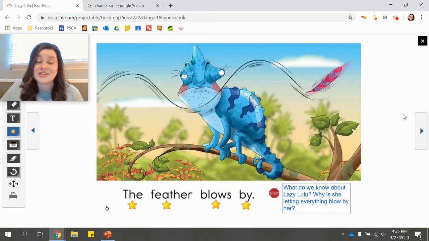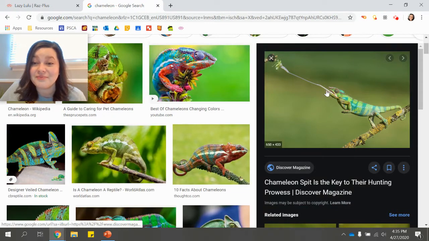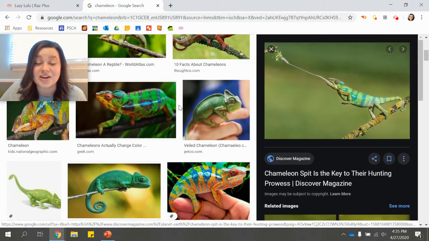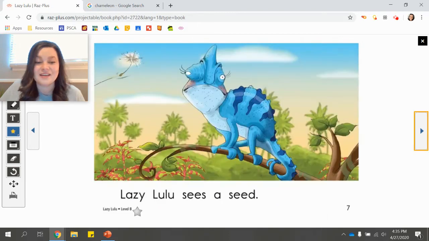I wonder if it's because she doesn't want to eat those things. If I look at the pictures of the chameleon, I see that it wants to eat a bug. I don't see pictures of chameleons eating leaves or feathers. Do you? No. Let's get back to our story and see what happens next. My turn to read first, and then you'll read after me.